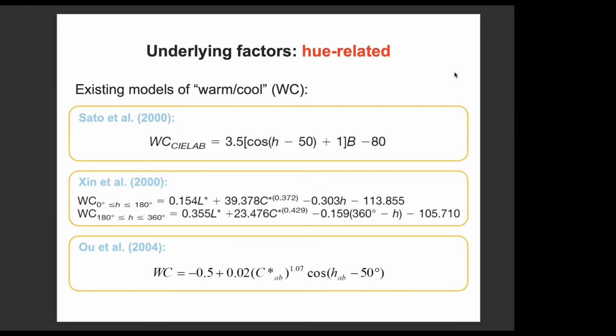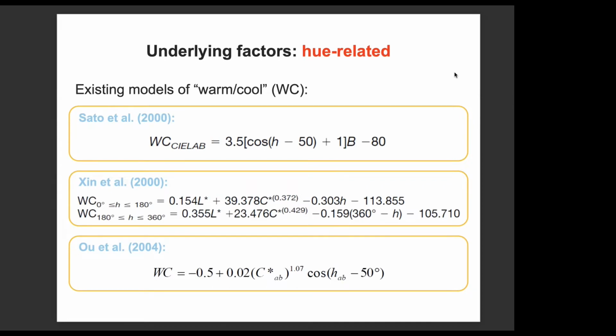And according to the existing models in these papers, we found some equations of warm-cool. For example, in the year 2000, Sato and his co-workers developed a model like this. So the warm-cool can be quantified by the cosine of the hue angle and also the brightness in the equation. And Professor Shin and his co-workers in the year 2000 also developed equations for warm and cool. And myself in the year 2004 developed an equation for warm-cool, including the terms chroma and hue angle. And my equation is very similar to Sato et al.'s equation, as you can see in this slide.